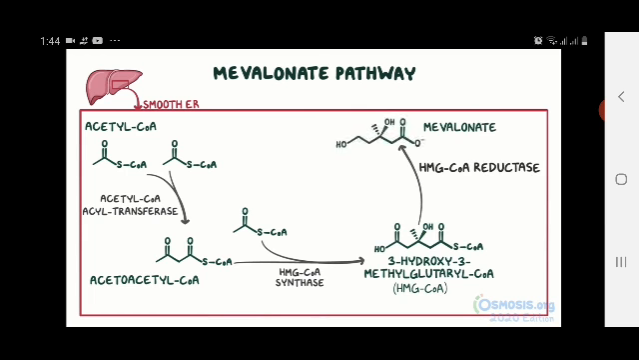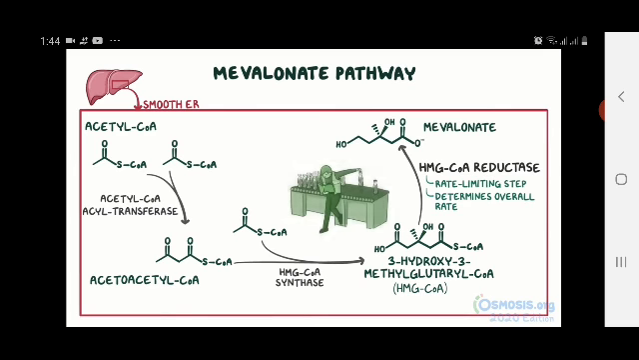This step with HMG-CoA reductase is the rate-limiting step of cholesterol synthesis. In other words, the rate of this reaction determines the overall rate of cholesterol synthesis. It's like the slowest step in an assembly line in a factory. Mevalonate is the precursor molecule that will eventually become cholesterol.